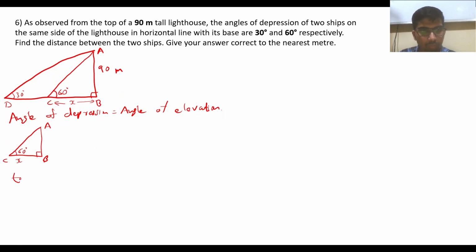So let's apply the tan C formula. Tan C is what? Opposite upon adjacent. AB upon BC. So tan 60. AB is how much? 90 meters. Don't forget to write the values. So 90 meters. BC is x. Tan 60 is root 3. So root 3 equals 90 by x. So write in terms of x. What will x become? Just write over here, x will be 90 by root 3.